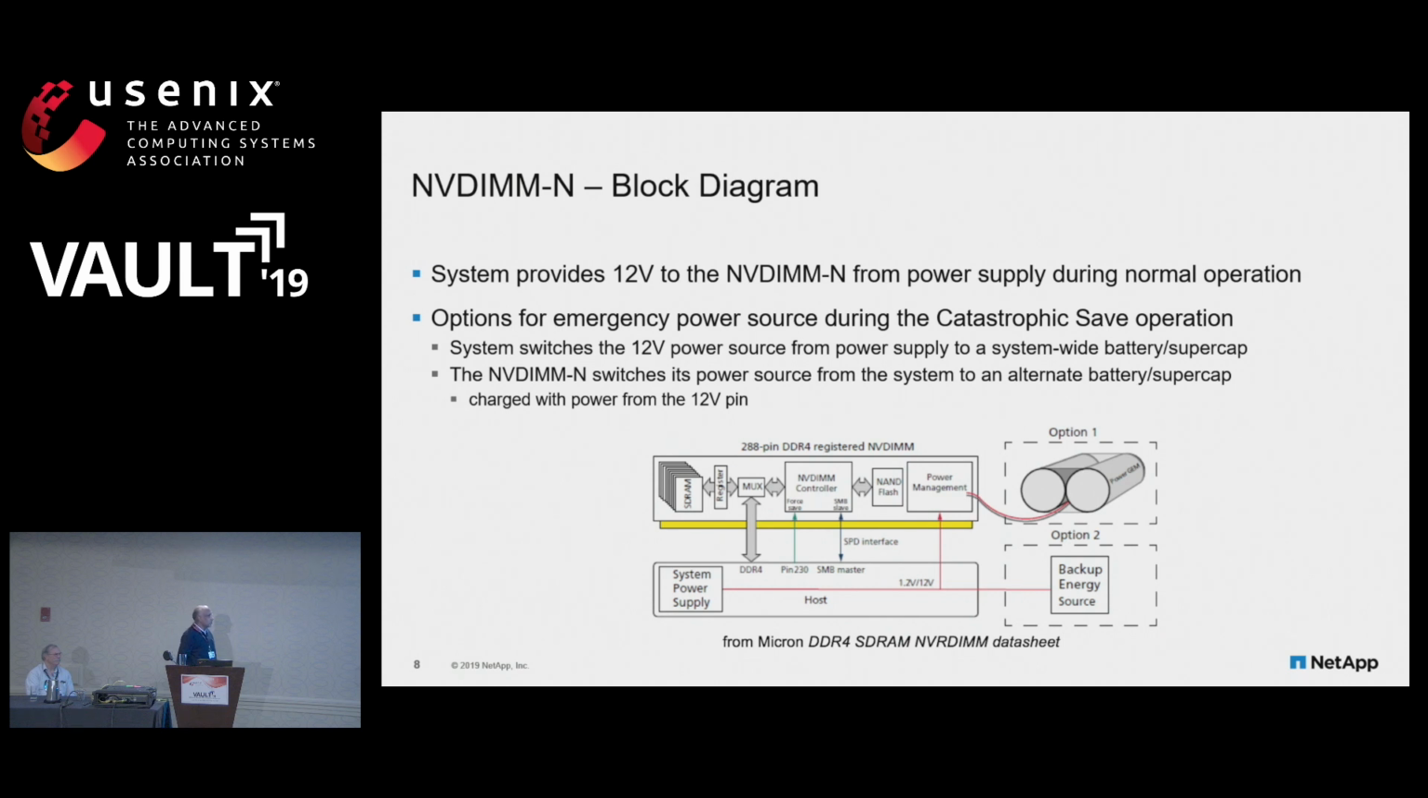A system provides a 12-volt power source for the NVDIMM devices during normal operation, when nothing has failed. In case of power-fail situations, there are two options. Either you have a system-wide supercap that gets charged using your power management system, or option two would be an additional backup energy source, which is again a supercap that gets charged through the power supply.